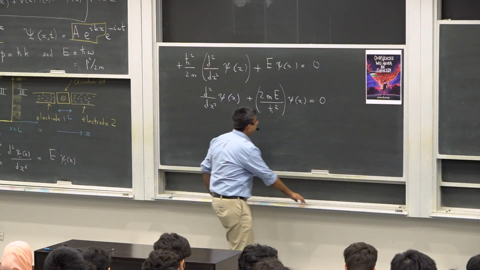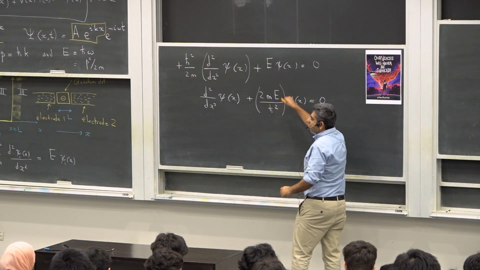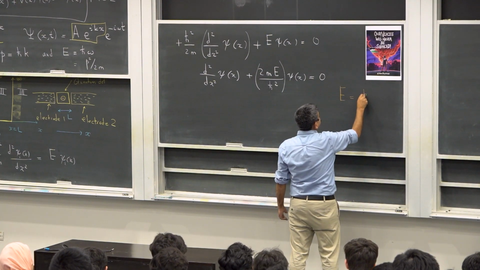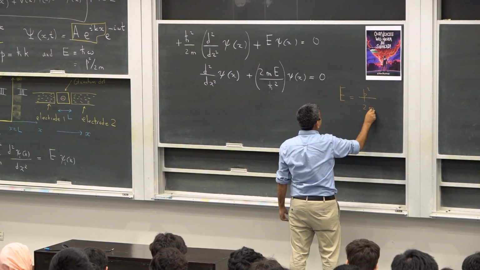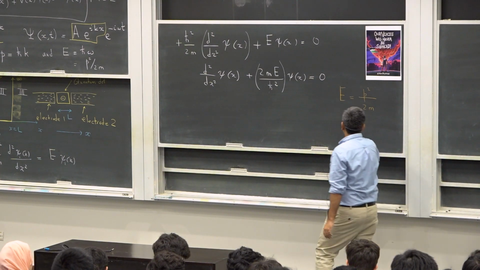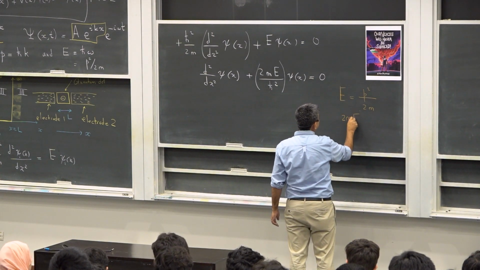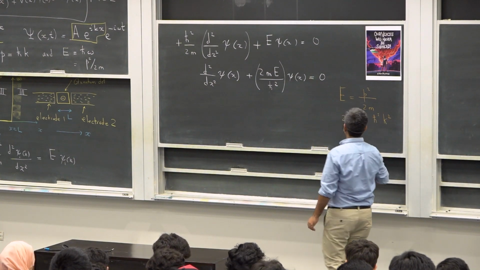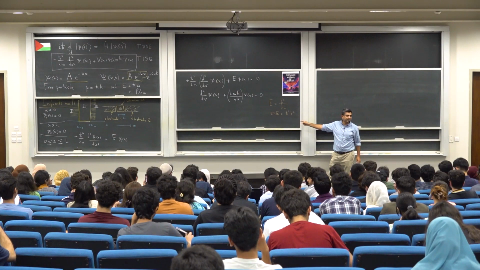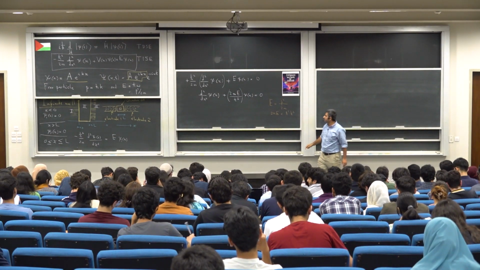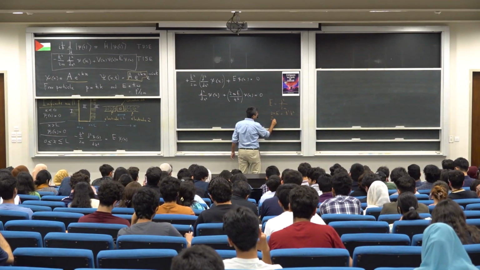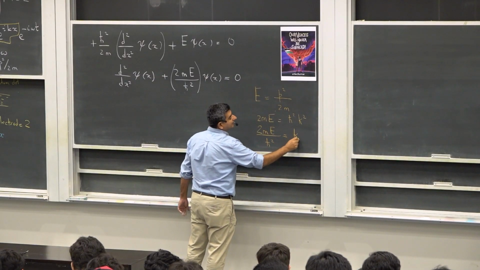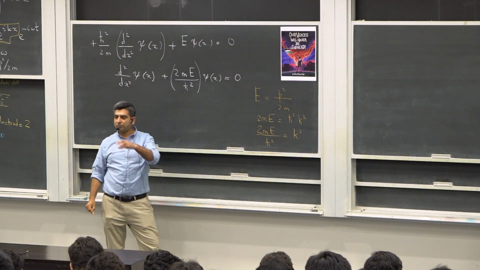So I want to write another symbol for this. My energy is p square over 2m, where p is the momentum. From the de Broglie relationship, p is h bar k. Got it? So 2mE over h bar square is k square. k is the wave number.